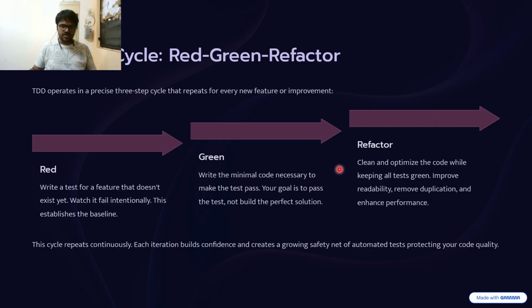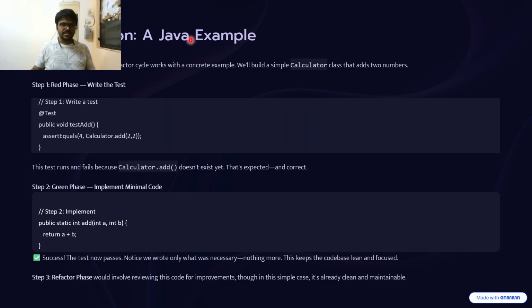Turning to the third phase, refactor. Clean and optimize the code while keeping your tests green. Improve readability, remove duplication, and enhance performance. So obviously, we made a prototype in the second phase, and in this phase we are improving it. We are modifying it, smoothening it, refining it. And that's refactor. This cycle repeats continuously. Each iteration builds confidence and creates a growing safety net of automated tests protecting your code quality. Now let's see an example.